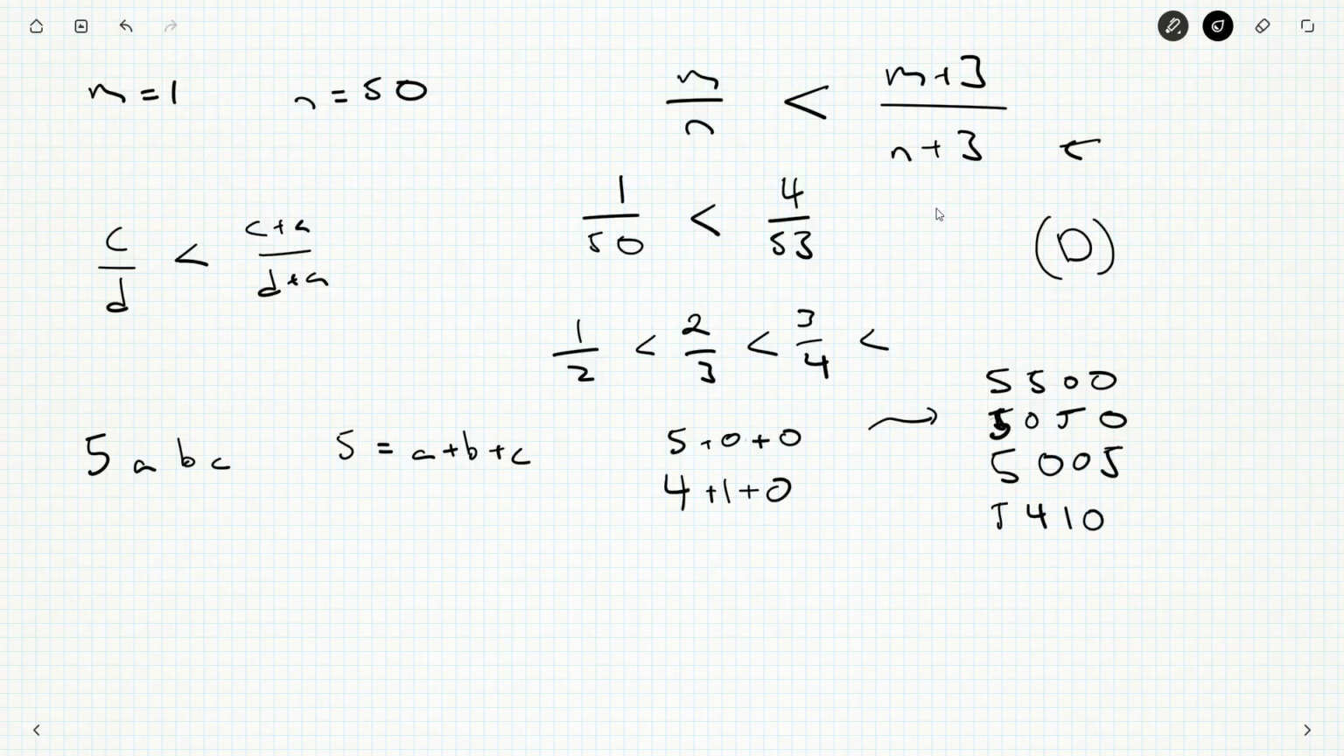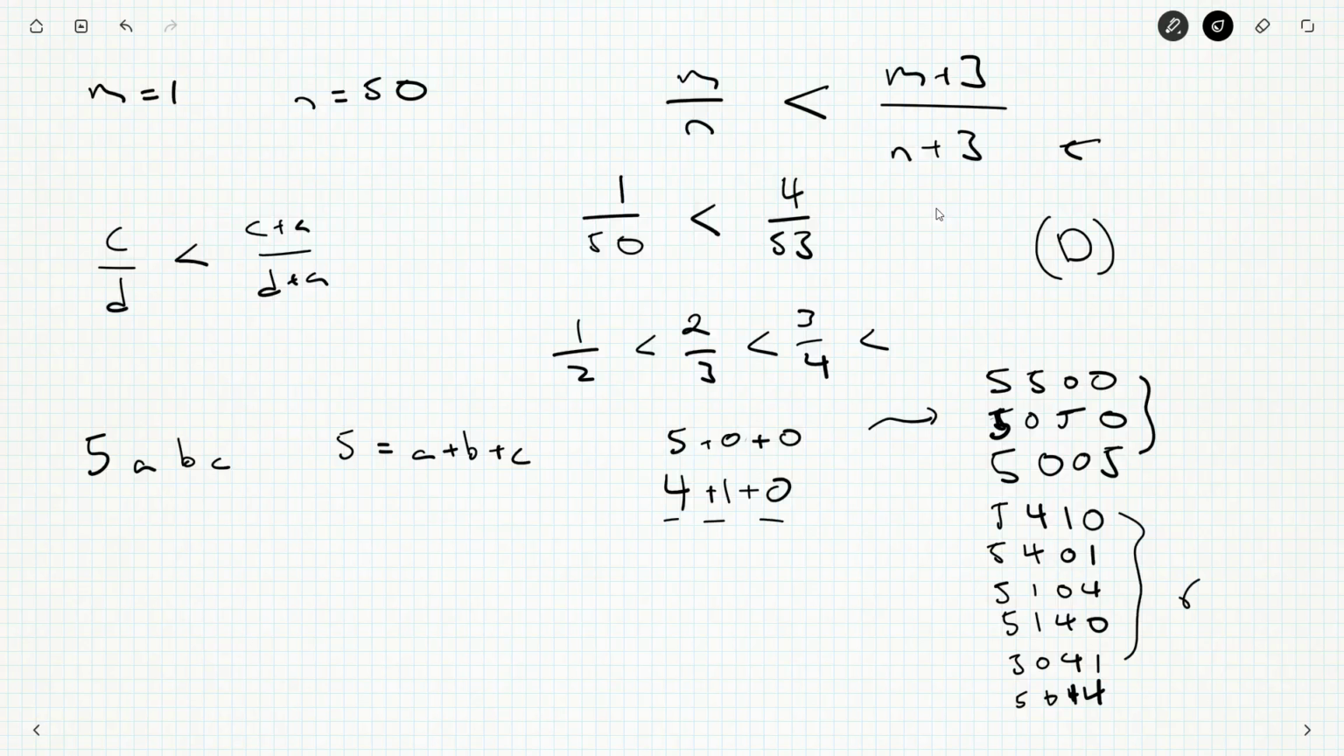So 5,410, 5,401, 5,104, 5,140, 5,041, and 5,014. And you don't have to list them all out. I'm just trying to give you examples. If we have all three numbers the same, there'll be only 1, 5, and then the same three digits. If we have two digits the same, you'll get 3 of them. If we have all three digits different, you'll get 6. And those are my examples.